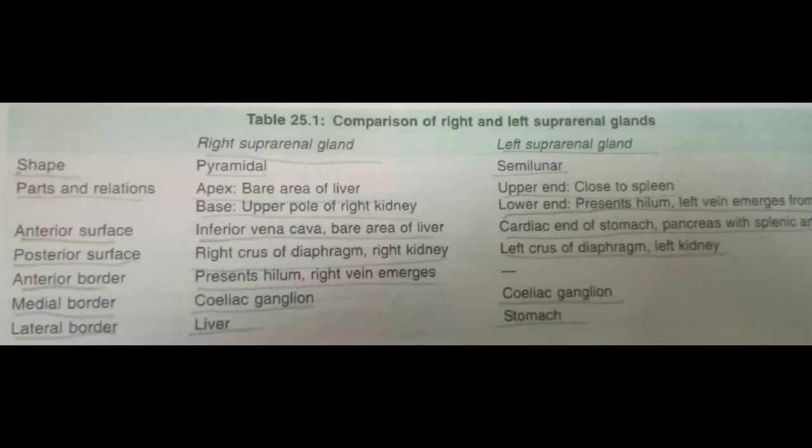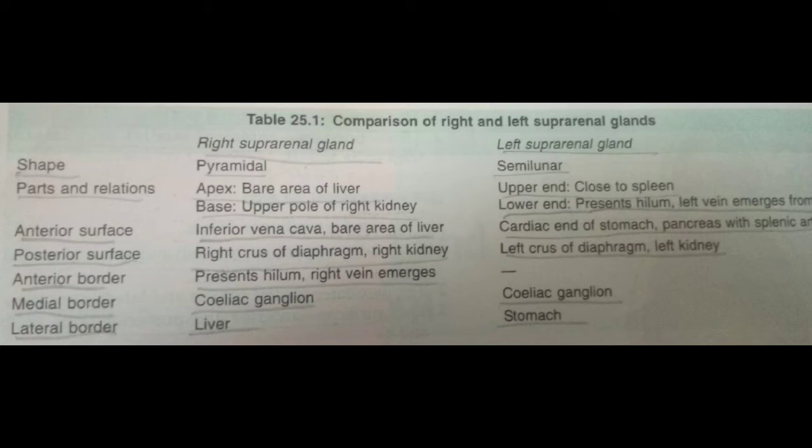Now let's compare the right and left. In the case of shape, the right is pyramidal and the left is semilunar. For parts and relations, the right apex is related to the bare area of the liver, and the base is related to the upper pole of the right kidney. In the left suprarenal gland, the upper end is close to the spleen and the lower end presents the hilum, from which the left vein emerges. The anterior surface on the right is related to the inferior vena cava and the bare area of the liver, and on the left to the cardiac end of the stomach and the pancreas with the splenic artery.